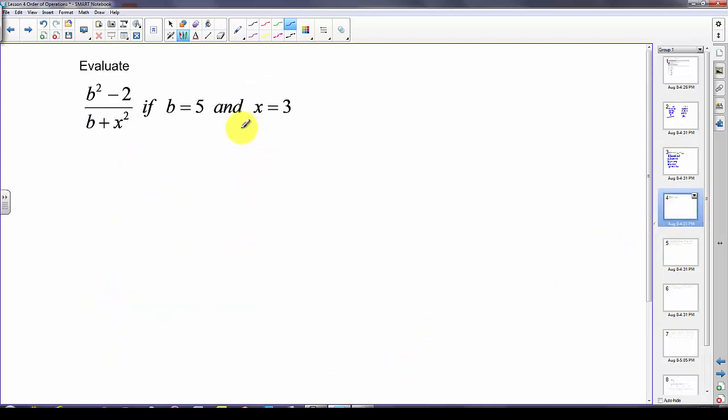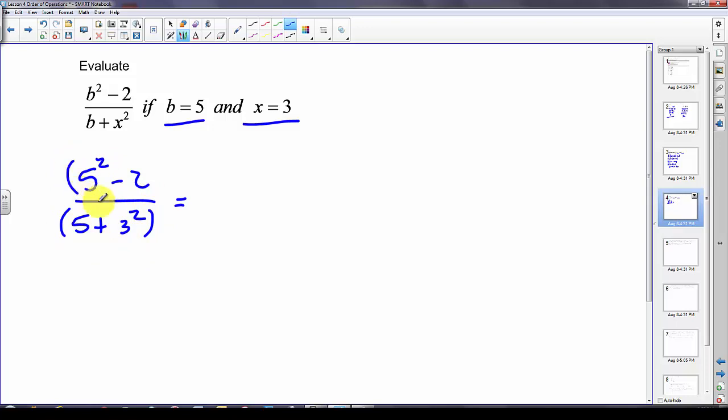Again, it's a substitution problem where I substitute a 5 in for every b and a 3 in for every x. So I have 5 squared minus 2 over 5 plus 3 squared. Now in this case, I'm going to look at my fractions and consider the numerator to be in parentheses and the denominator to be in parentheses.